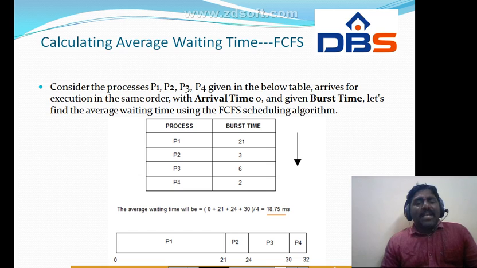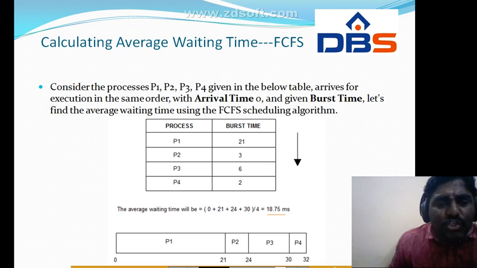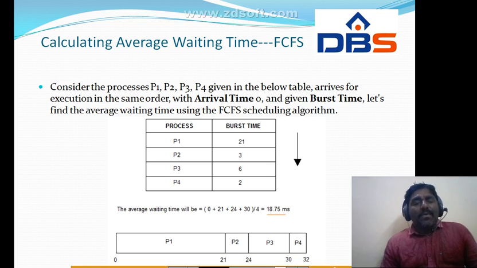The arrival time is 0. These 4 processes arrive into the ready state at time 0, and the burst times we have given are 21, 3, 6 and 2. Here the order is P1, P2, P3, P4. The processes move from new to ready: P1 came into the ready state, then P2, then P3, then P4. There are 4 processes in the ready state.